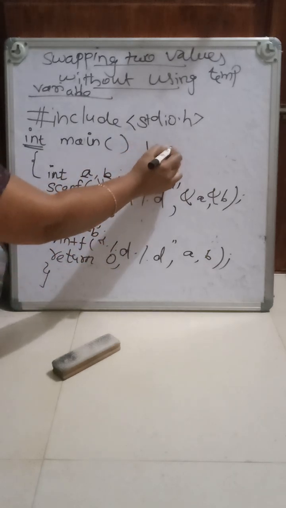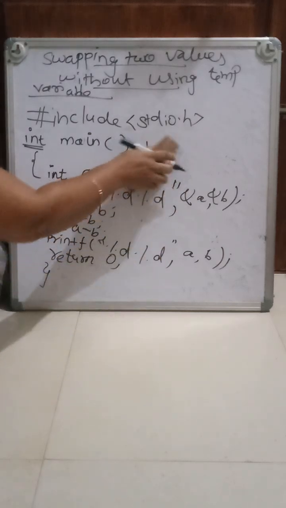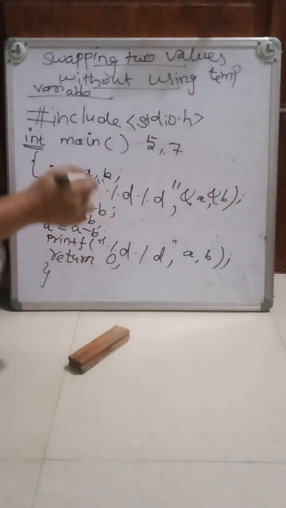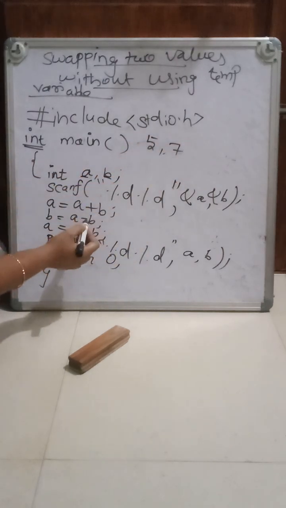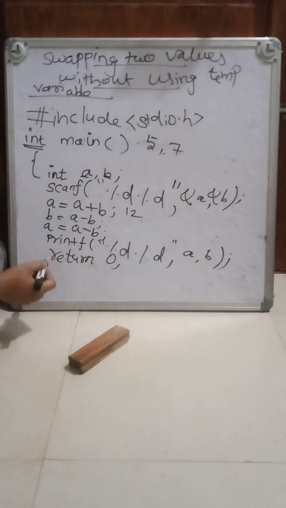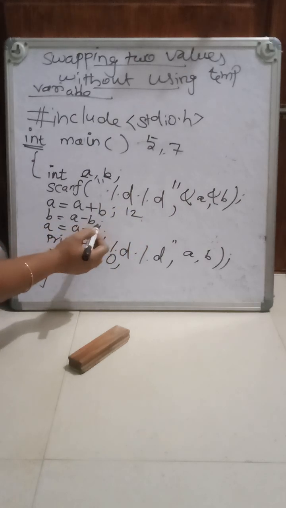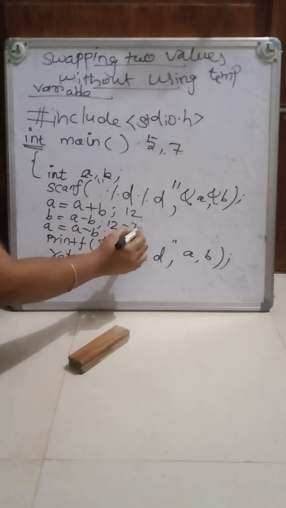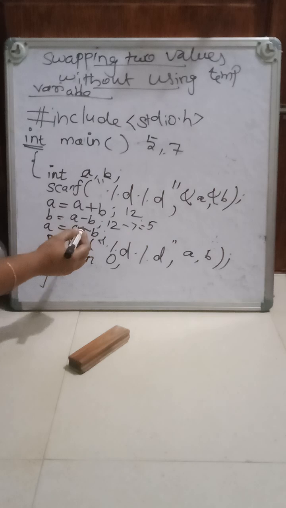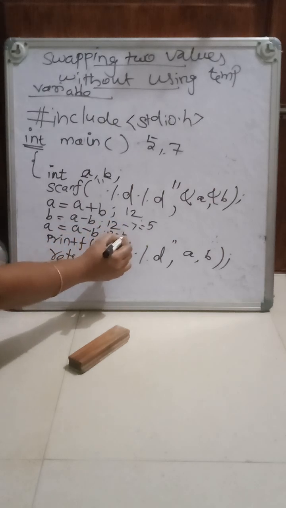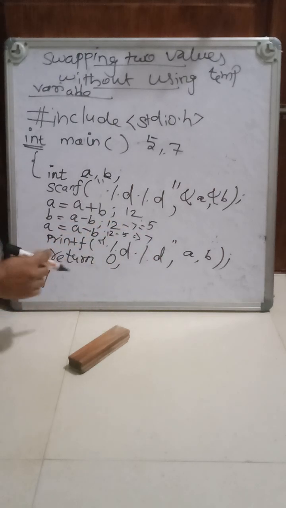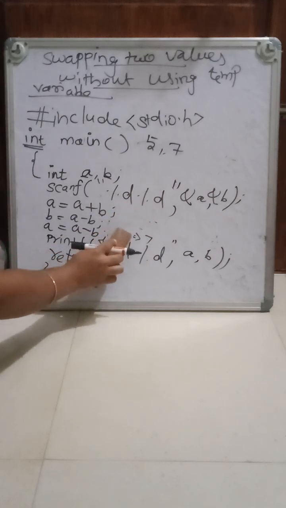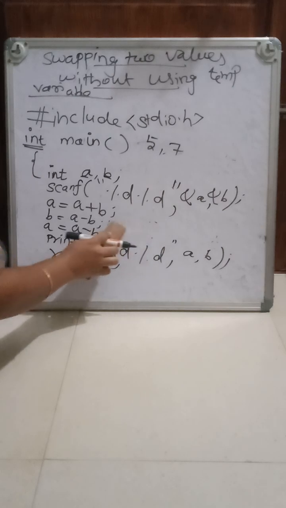It is not 10 and 5 alone. If I want to use the values 5 comma 7, then also it is working. See here, 5 plus 7, the value of a becomes 12, and b is equal to a minus b, which means 12 minus 7. So now b becomes 5. Similarly, again 12 minus 5 becomes 7. So this is how we are going to swap the two values without using the temporary variable.